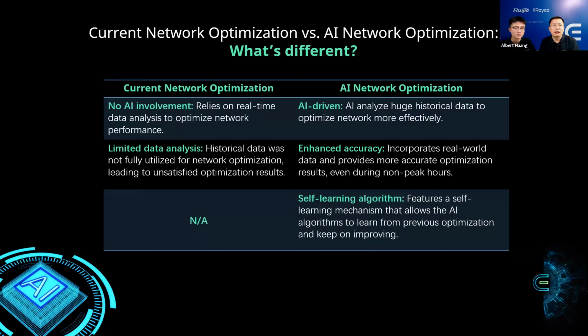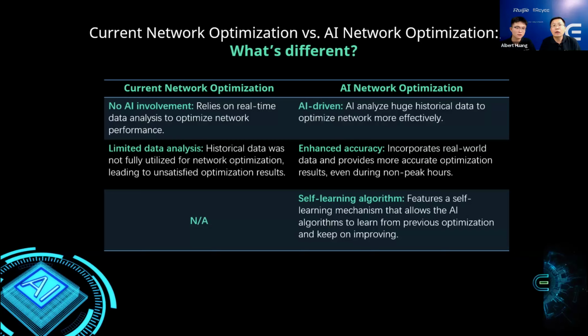Okay. And this time we will launch what we call the new AI network optimization. So I think we can see the difference from the name, the keyword AI. Yes, one has AI, one does not. So I think the biggest improvement this time is that it is AI driven. The first point: AI will analyze huge historical data to optimize the network, so we make the network effective. So that is the first one, AI driven.